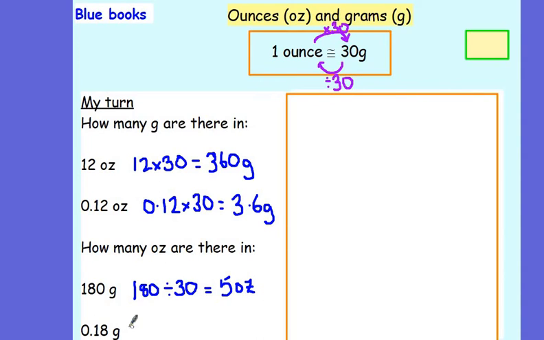And for the second one, 0.18 divided by 30. Use your answer from the previous one. If you know 180 divided by 30 is 5 ounces, we know that 0.18 divided by 30, we've just moved those numbers along the place value column. So 0.18 divided by 30 is going to give me what, Drew? Exactly, 0.006 ounces.